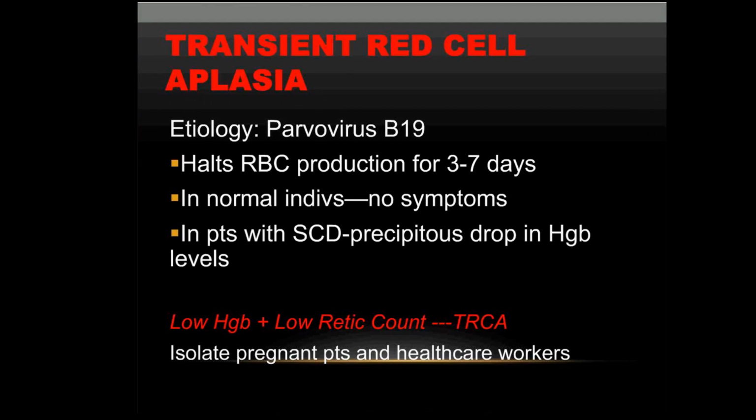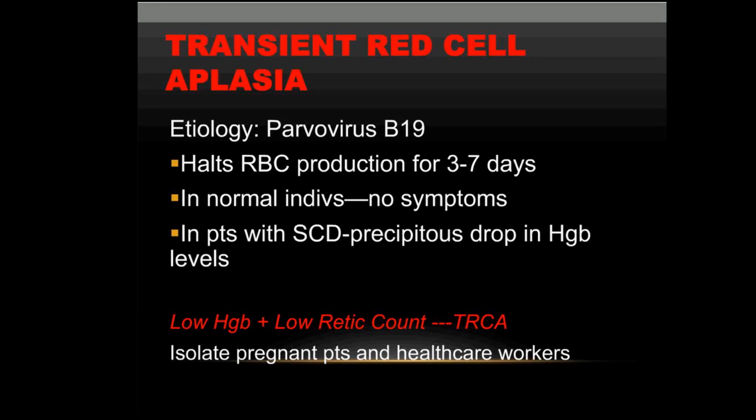Transient red cell aplasia. The etiology is parvovirus B19, and what it actually does is it halts the production of red cells for 3 to 7 days. Well, in normal individuals, where you have 120 days of the life of a red blood cell, that doesn't cause any symptoms. But in patients with sickle cell disease, they can have a precipitous drop in their hemoglobin levels.